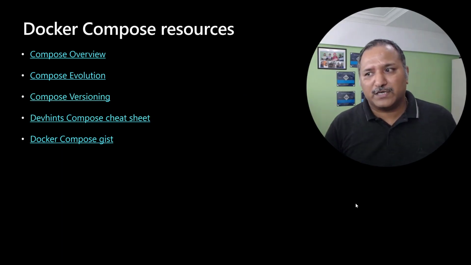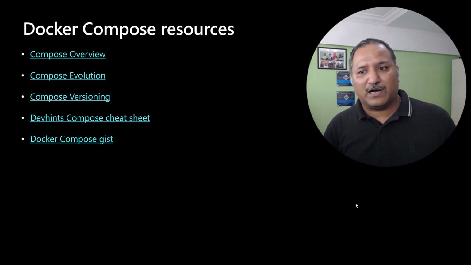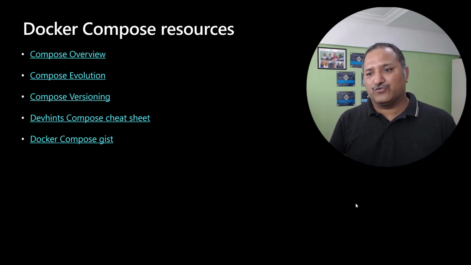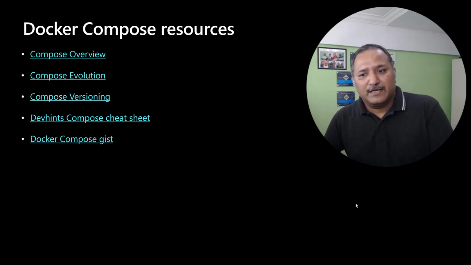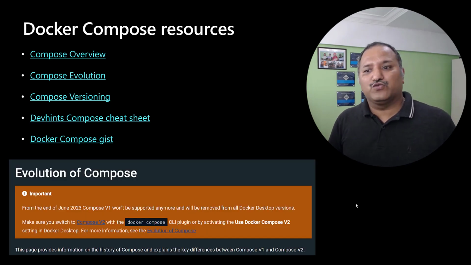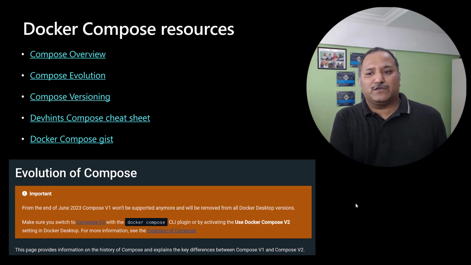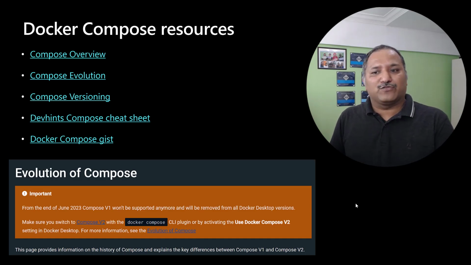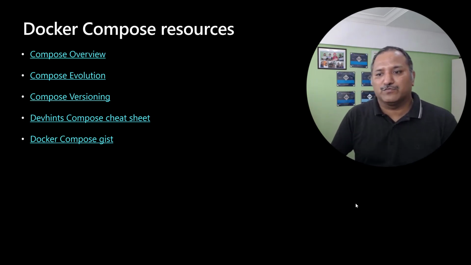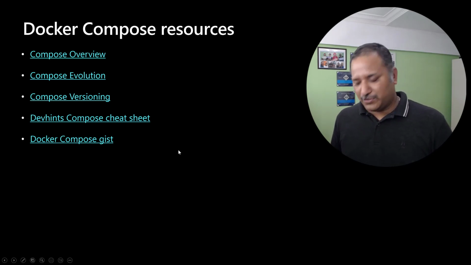If you would like to know more about Docker Compose, I've given some links here about the quick overview of Compose, and how Docker Compose evolved from Python to the current version built using Go. Also the versioning. Currently there is Compose version 3, which is the latest, or 3.9 to be very specific. From June 2023, version 1 is going to be deprecated. So if somebody is still using version 1 of Docker Compose, you need to migrate quickly to version 2 or version 3. Like we did for Docker, I've also provided links to the cheat sheets which are available for Docker Compose.